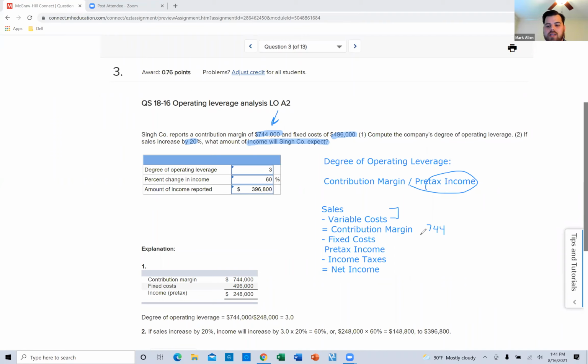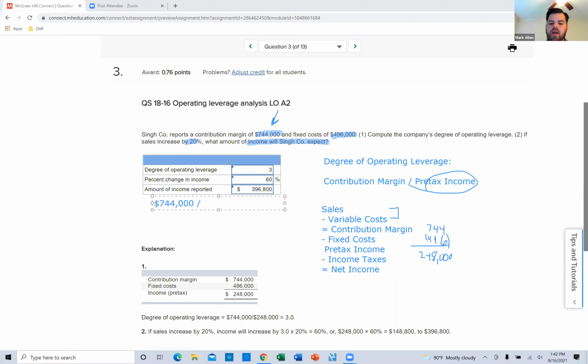The next thing that I've got to consider is my fixed costs. So now they told me, well, okay, we had fixed costs of $496,000. So now we'll simply back that out. 744 minus 496. And when we do that, that gives us $248,000. So this is my pre-tax income. So now whenever I actually want to calculate my degree of operating leverage, I have the information that I need. I now have my contribution margin of $744,000.